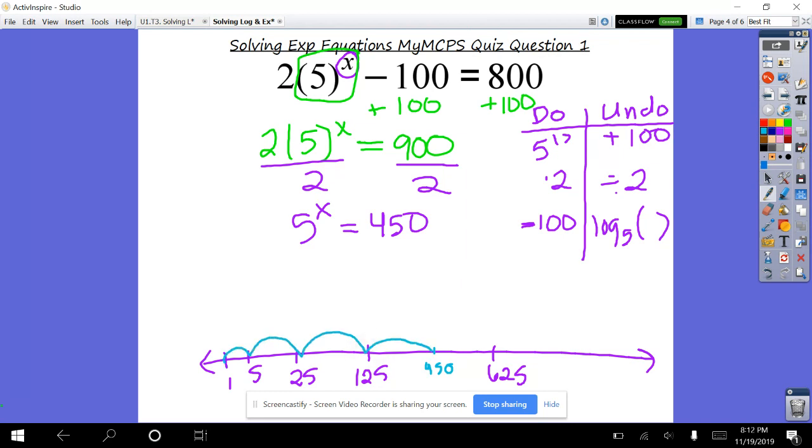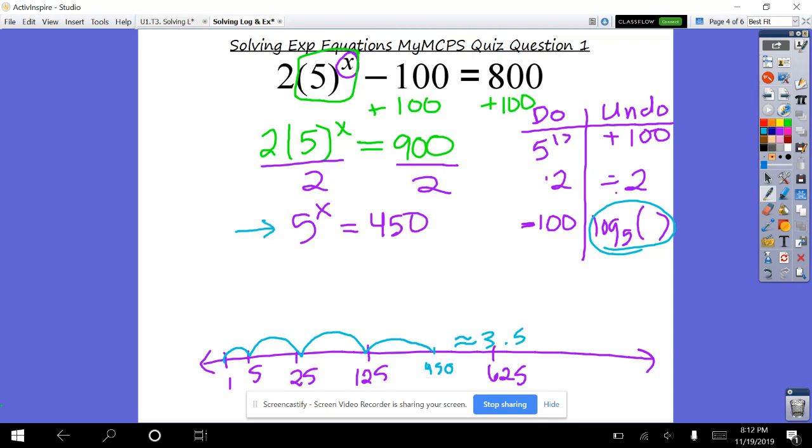So I know that my answer should be between 3 and 4. We could guess, okay, we should get something like 3.5. That's just to give us an idea. That's not going to be our answer, but that's just to give us an idea. Now we have to think, how can I actually get x by itself? And I know that I should be writing it with a log base 5. So I just need to rewrite what I have here using a logarithm.